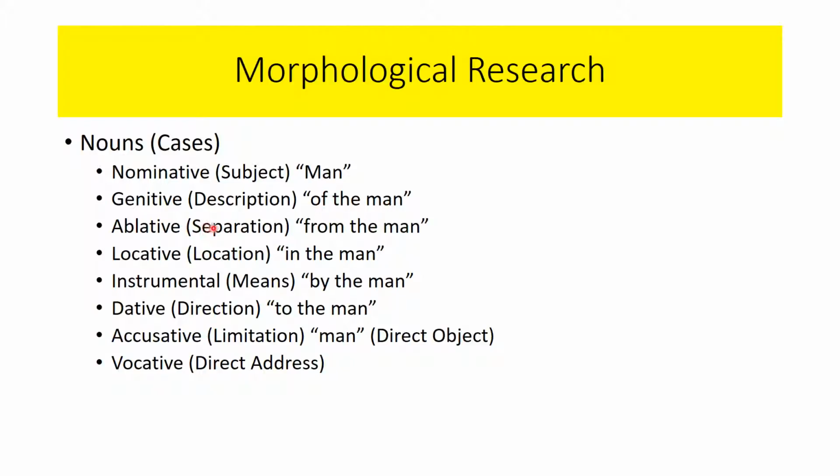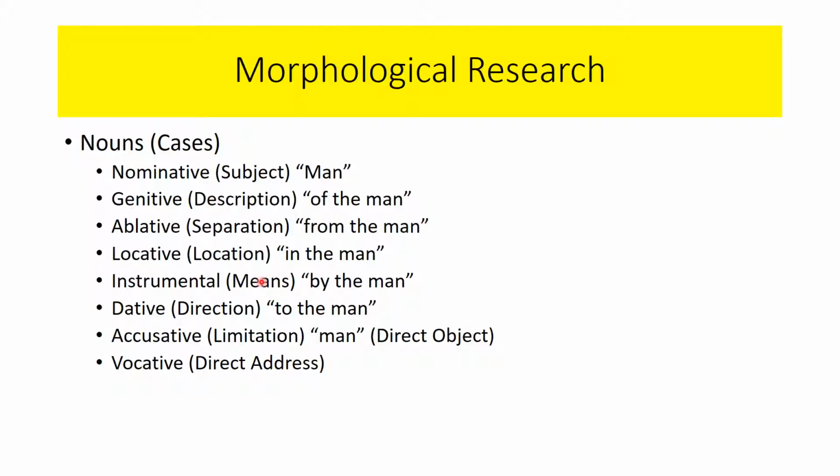In the ablative case, that's when we do separation. So he took the pencil from the man. So see, man has morphed from subject to the object of the preposition of, describing, to separating from the man. The case of location is the locative case. In English, we change the word man and put it in the prepositional phrase, and we say in the man. So location is in the man, on the man, under the man, around the man. That's location.